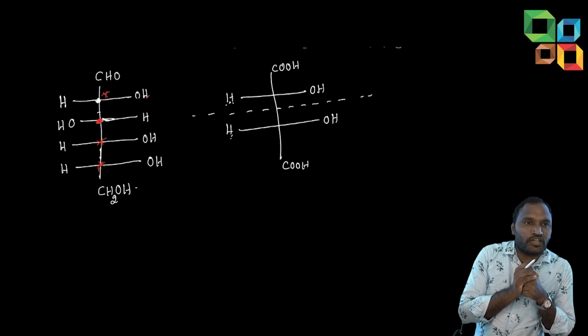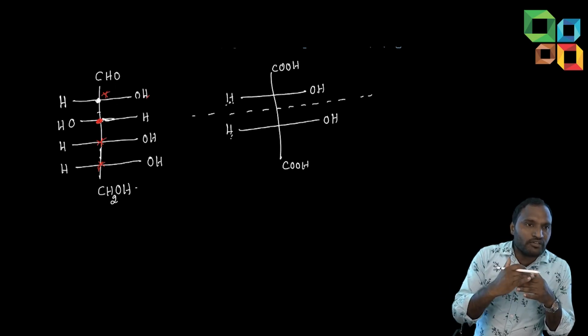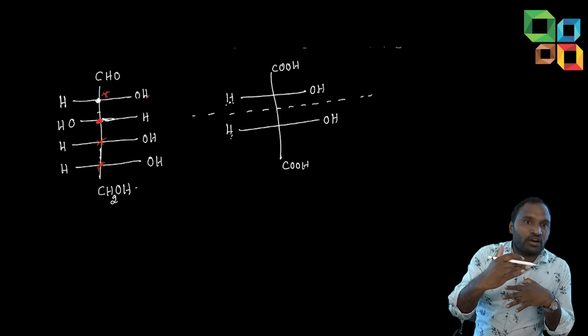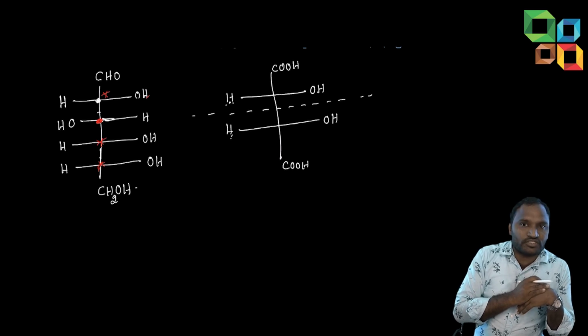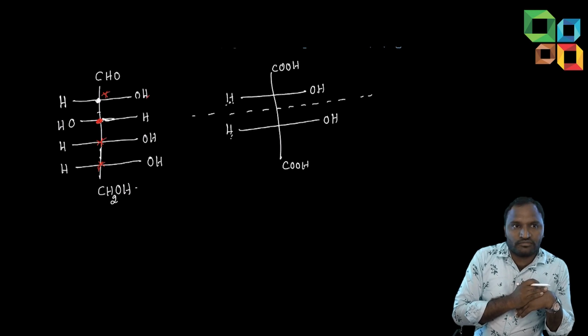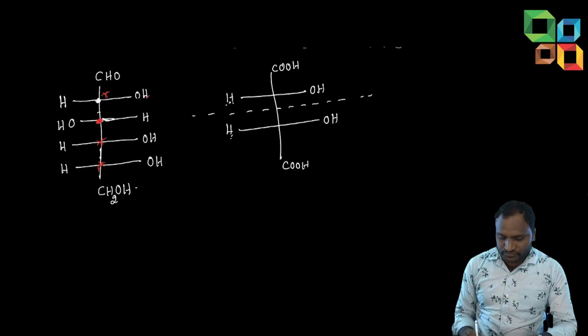Understood, students, what is plane of symmetry? If you draw one plane, that plane must divide the molecule into two equal halves. It's like those parts both should be mirror image to each other. Shall I give one molecule? You just identify whether plane of symmetry exists or not. You only tell me.